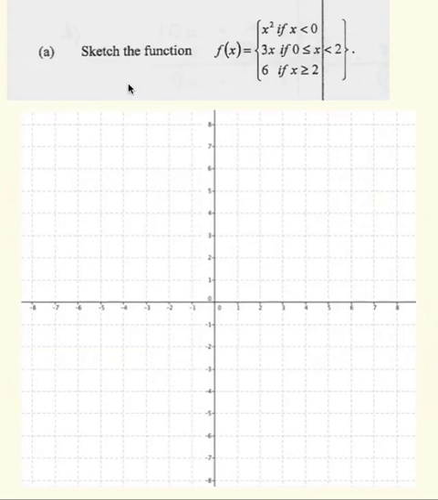In this video, we're looking at how to sketch the function of this. Now, there's three parts to this sketch, and basically what you're doing is you're doing each component in the given domain. Now, x squared, if x is less than 0. Now, what does x squared look like? Well, okay, so x squared goes through this point here, -2, 4.